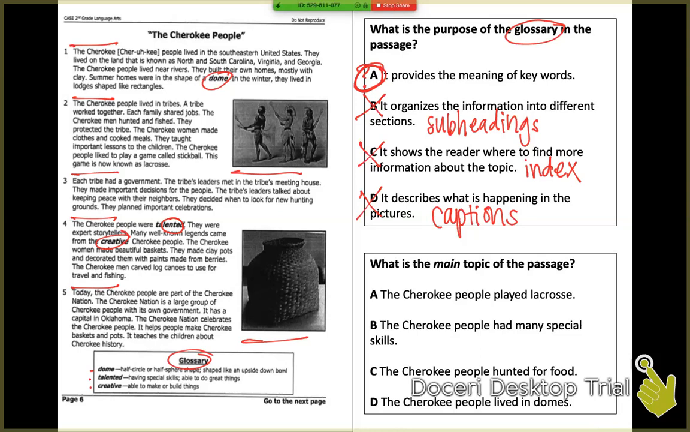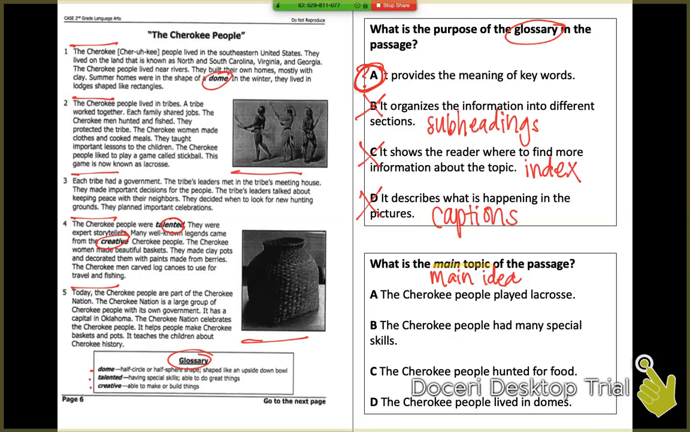It says, what is the main topic of the passage? Main topic, guys, is just a fancy term for main idea that we already know because we already talked about it last week. So main idea, remember, is what the whole story is about. So we'll switch to my highlighter and let's find out if A, B, C, or D gives us the main idea or what the whole story is about.